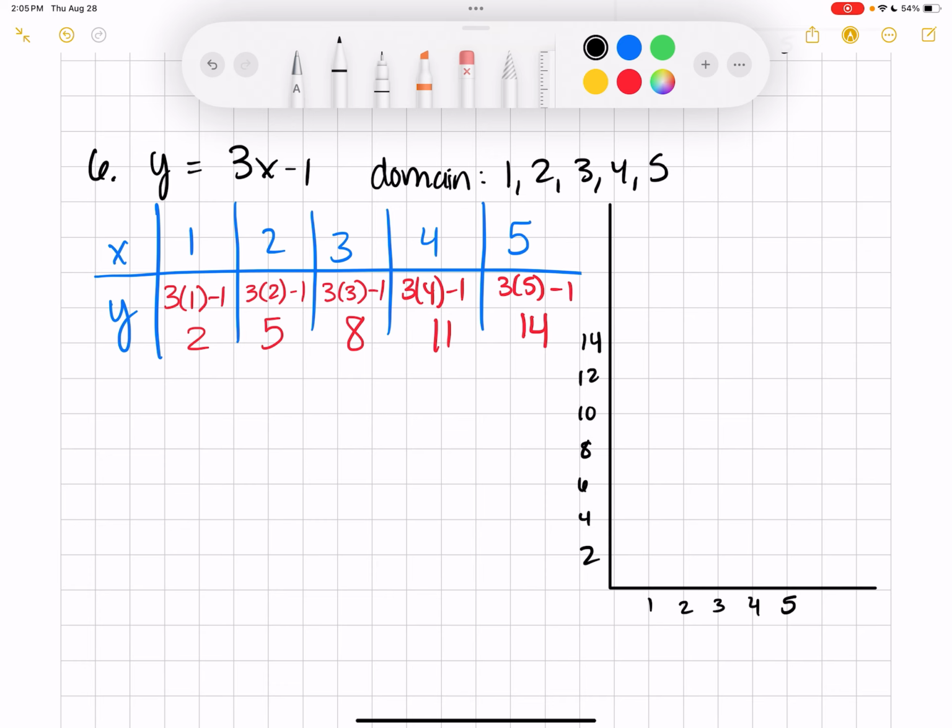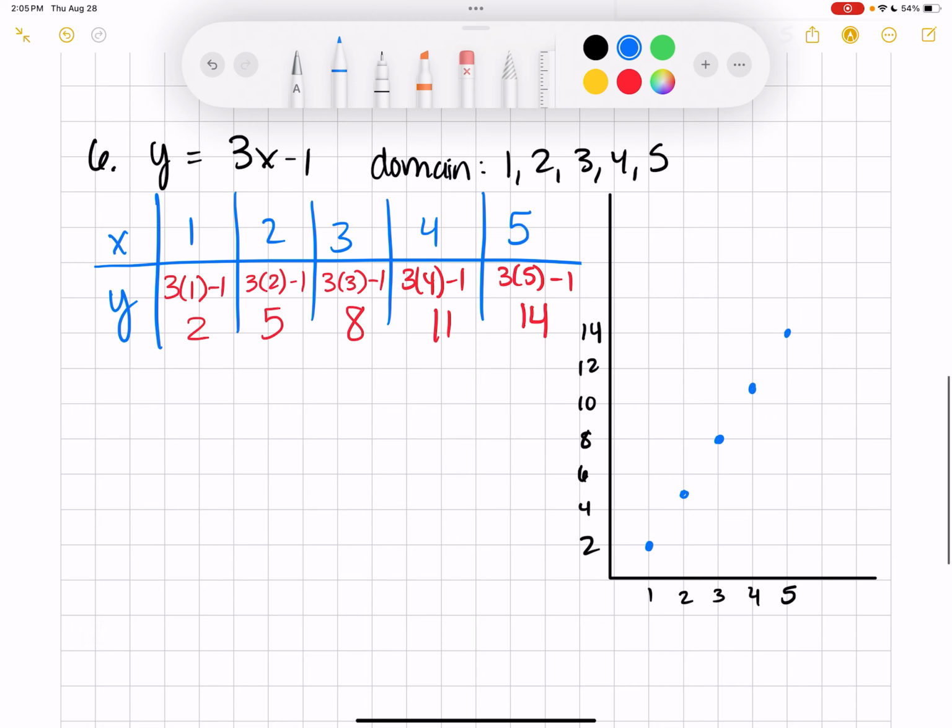All right, counting by twos. At 1 it is 2. At 2 it is 5. At 3 it's 8. At 4 it's 11. And at 5 it's 14.